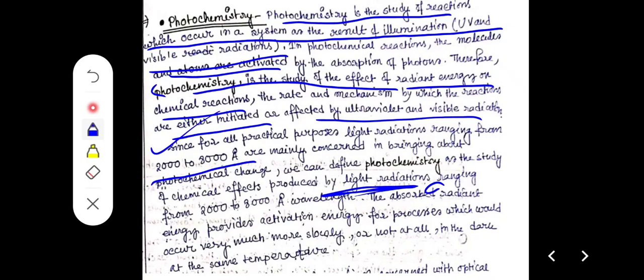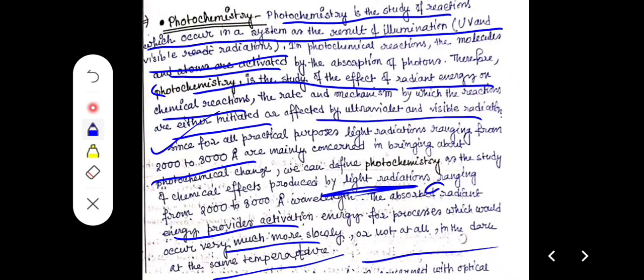This phenomenon is termed photochemistry. The absorbed radiant energy provides activation energy for processes which would occur much more slowly or not at all in the dark at the same temperature. Many reactions which do not normally happen in the dark at room temperature, or happen at a slower rate, can occur at a faster rate when we introduce some photon energy or UV-visible radiation. In this way, photochemistry is valuable in chemistry.